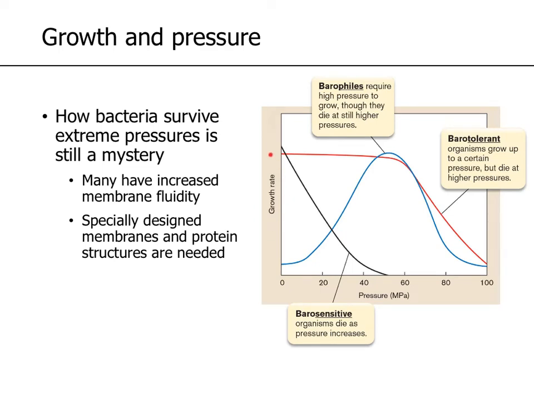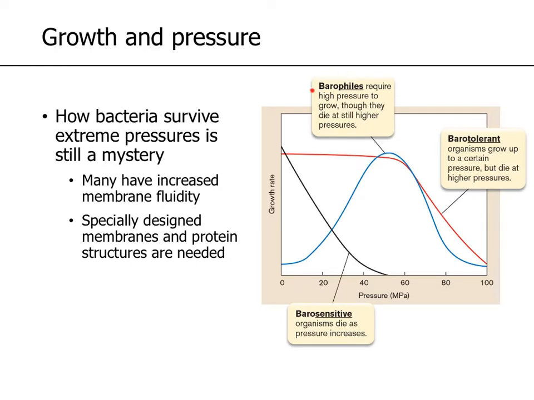On this plot, we're looking at growth rate, and this is increasing pressure, right? This black line here is your standard microbe that can only survive at the standard pressures around here. As you increase the pressure, it's not going to be able to grow and survive. The red line here, these are the barotolerant ones I was just talking about. They're happy to grow here at atmospheric, and they can tolerate increasing pressures up to a point, and then they can't survive anymore.